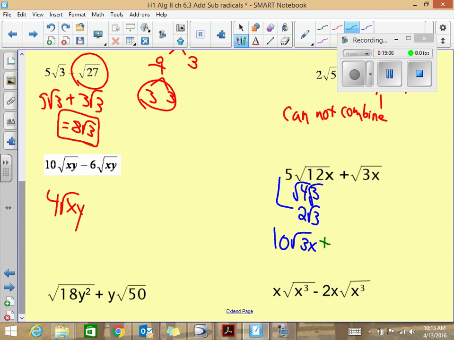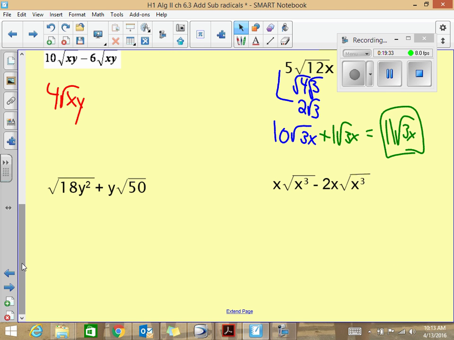Plus, this is a 1 radical 3x. So I end up with 11 radical 3x. Okay? Questions about that? Okay, they get a little more complicated. Go ahead and try these next 2. So the way I want you to do these is I want you to simplify this completely, then simplify this completely, see if they match, see if you can do it. And same on the other 2.